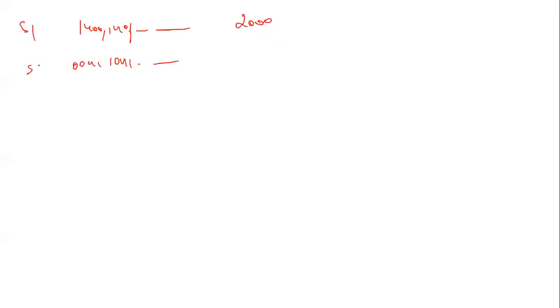Okay, so this is S1, this is S2. So the numbers in S1 that start or end with 0 have to be rejected eventually. Right? So 1400, 1410, 1420 up to 2000.